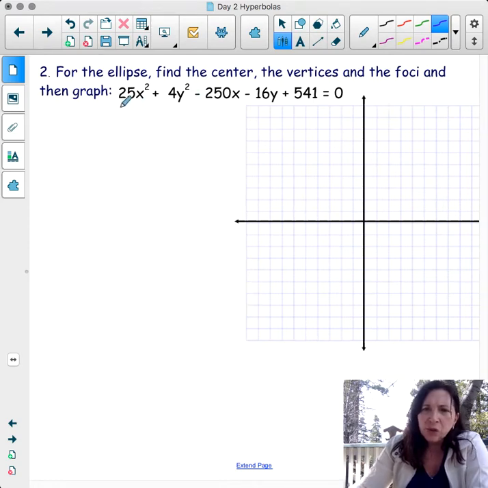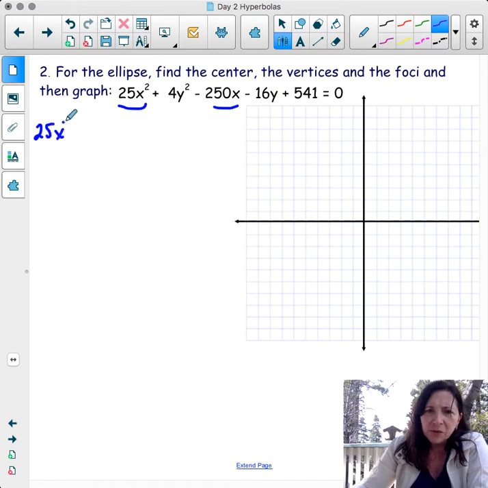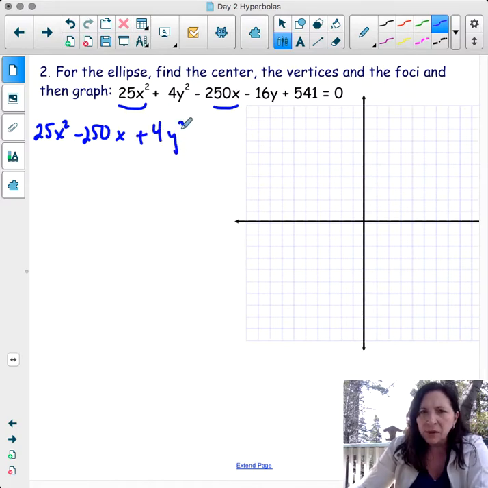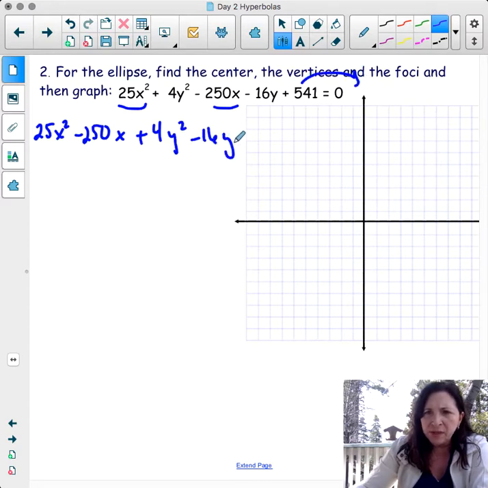So let's group our x's and y's. First we're going to have 25x squared minus 250x. And now grouping my y's, I'm going to have plus 4y squared minus 16y. And I'm going to move this 541 to the other side, so I have negative 541.